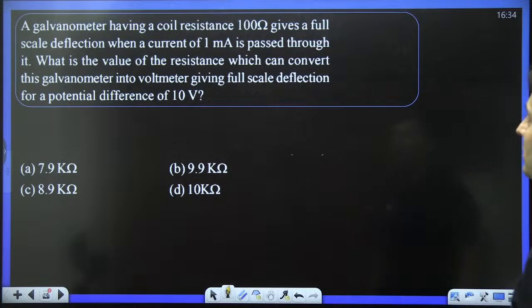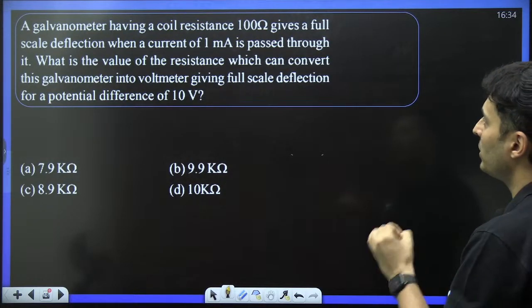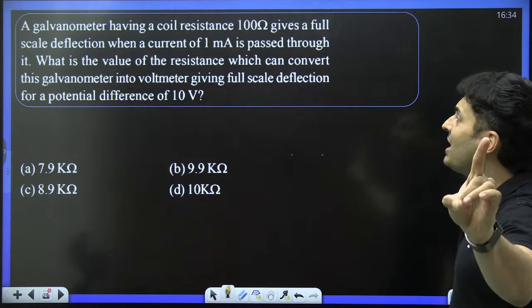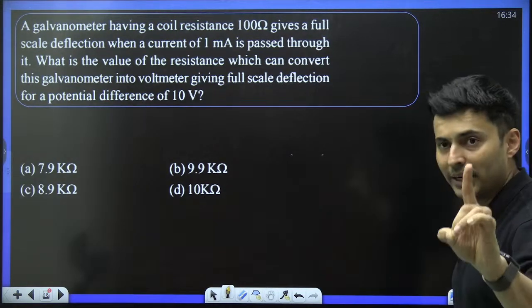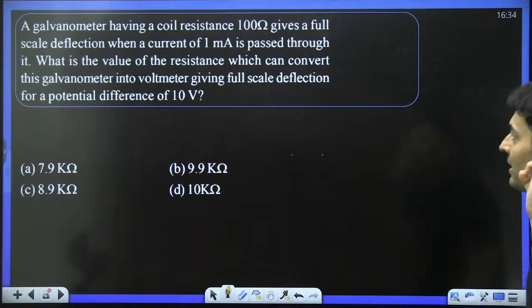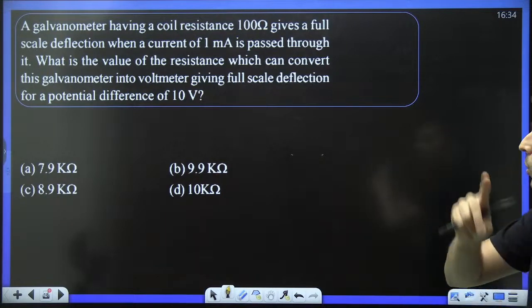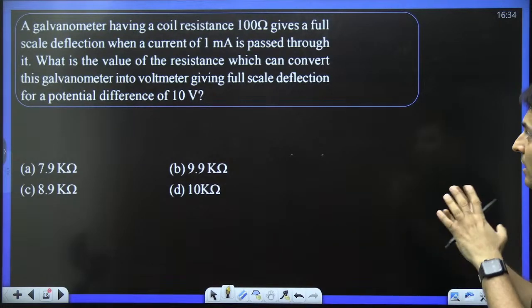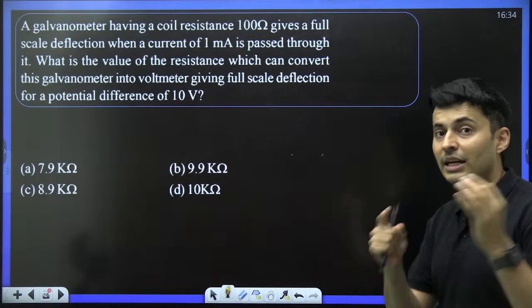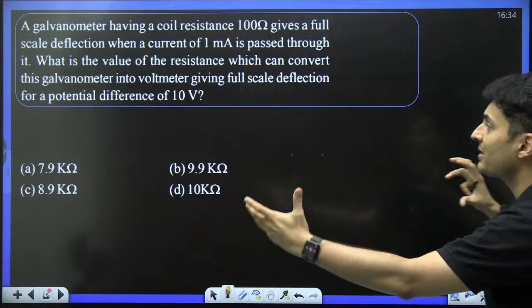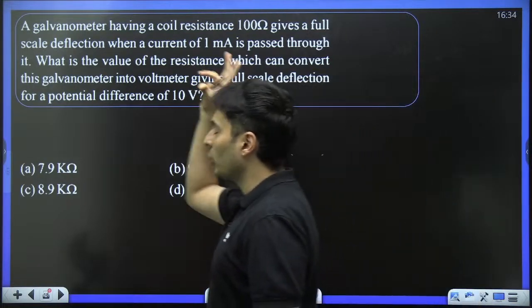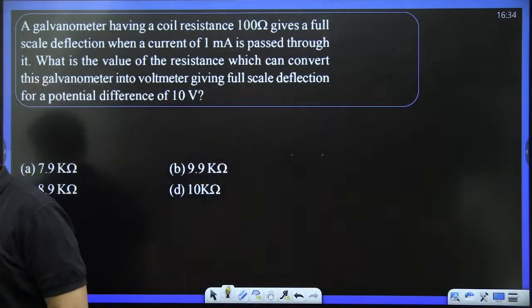Okay, let's have a look at this. A galvanometer having coil resistance 100 ohm gives a full scale deflection when 1 milliampere of current is passed through it. What is the value of the resistance which can convert this galvanometer into a voltmeter, giving full scale deflection for a potential of 10 volts?